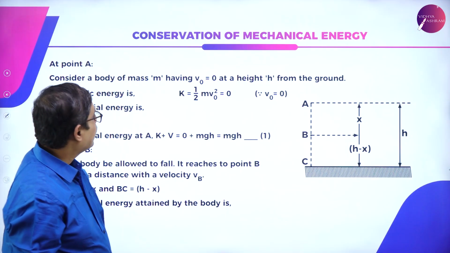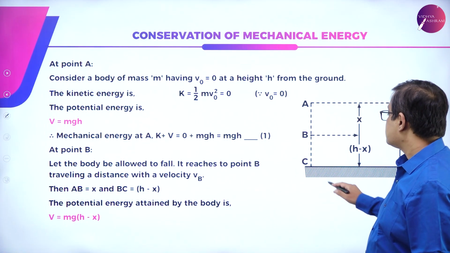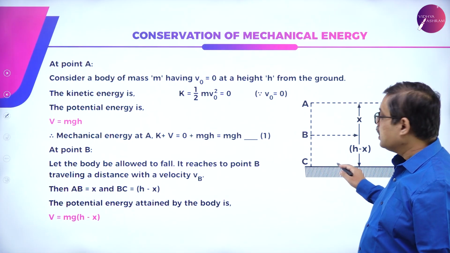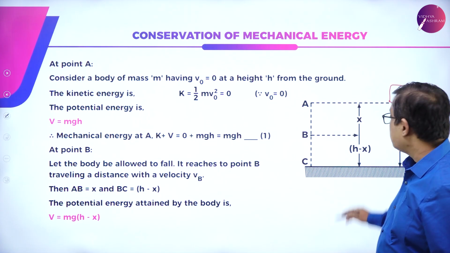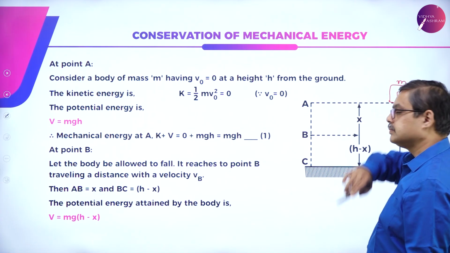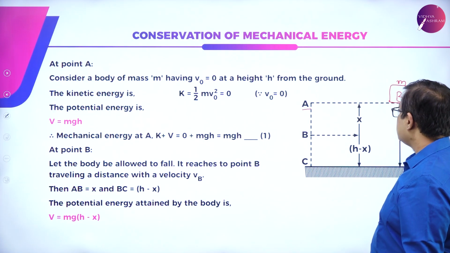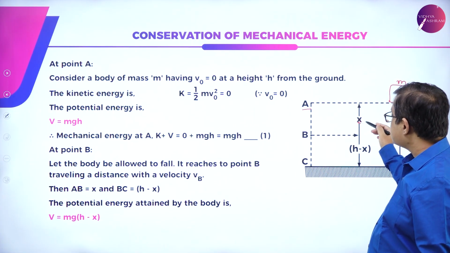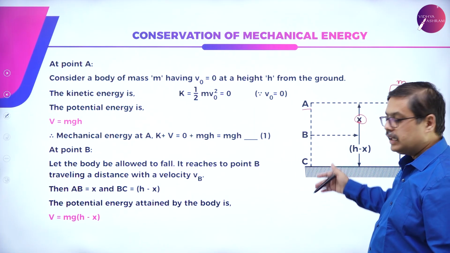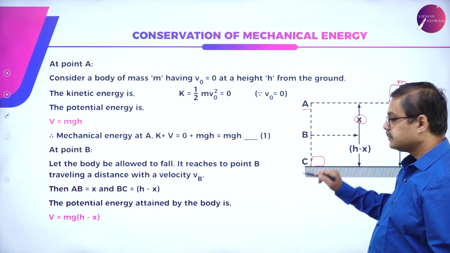Let us try to get a proof of this. What is the proof? Suppose there is a body which is lifted up to a height h. The body has a mass m. This body is at a position A at a height h. It falls down by some distance x and comes down to position B. Then it further falls down to the ground level, which is at C.